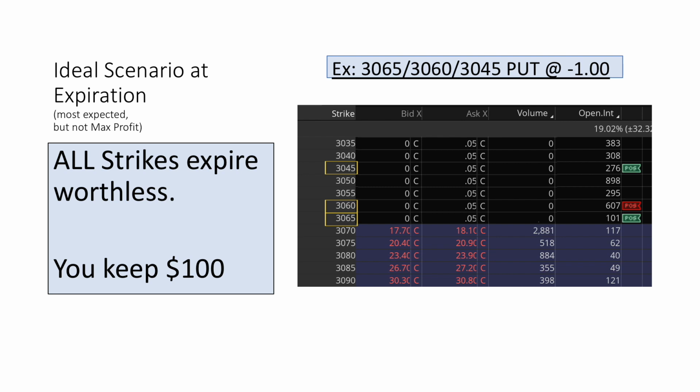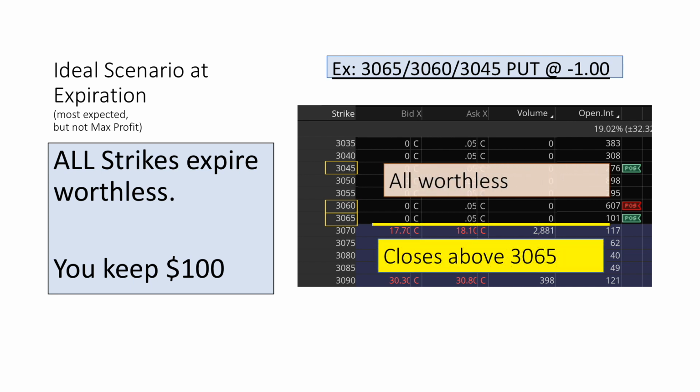Okay, so this is what it looks like on an option chain. There's your 3 strikes highlighted in yellow. So long as SPX in this case closes above 30.65 and all your strikes expire worthless, you simply keep the $100.